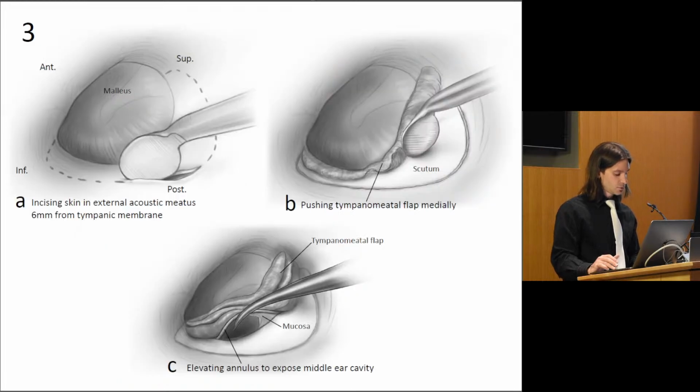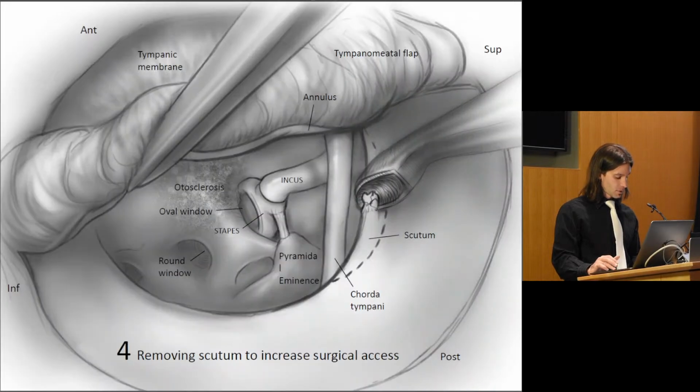An initial incision with a round knife is created 6 millimeters from the tympanic membrane. The tympanomeatal flap is pushed medially, revealing the scutum bone beneath, and a pick is used to free the annulus and divide the mucosa and elevate the flap. And then this is a view of the endoscope in the middle ear cavity.